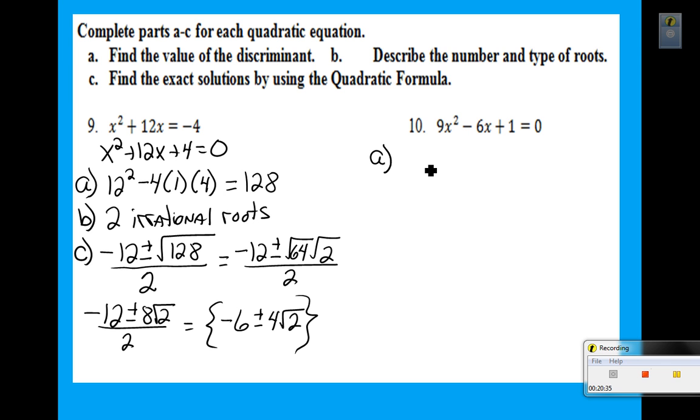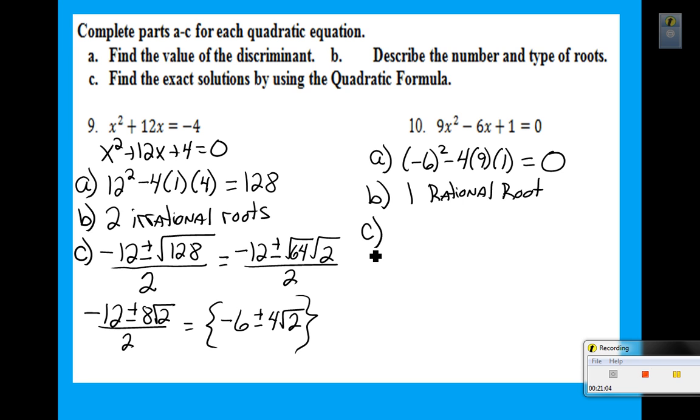On part A, I'm going to evaluate b squared minus 4ac. So I'm going to go negative 6 squared minus 4 times 9 times 1. And when I run that through, guys, I get 0. That tells me that there's going to be one rational answer. Now I'm going to ask you to go get that rational answer.